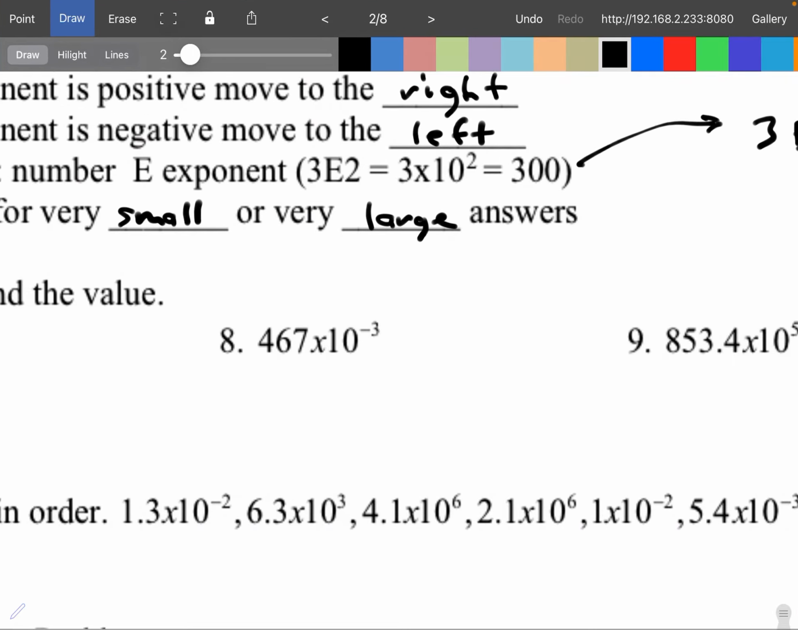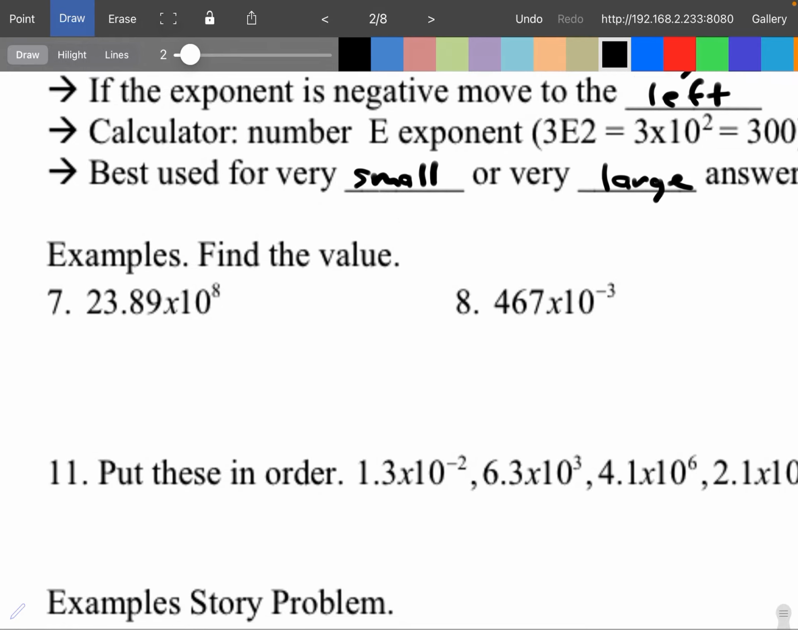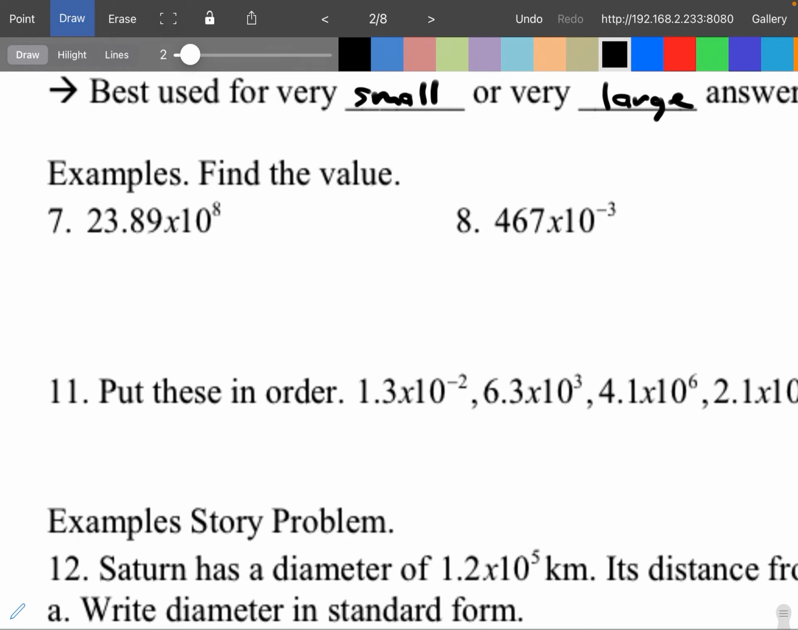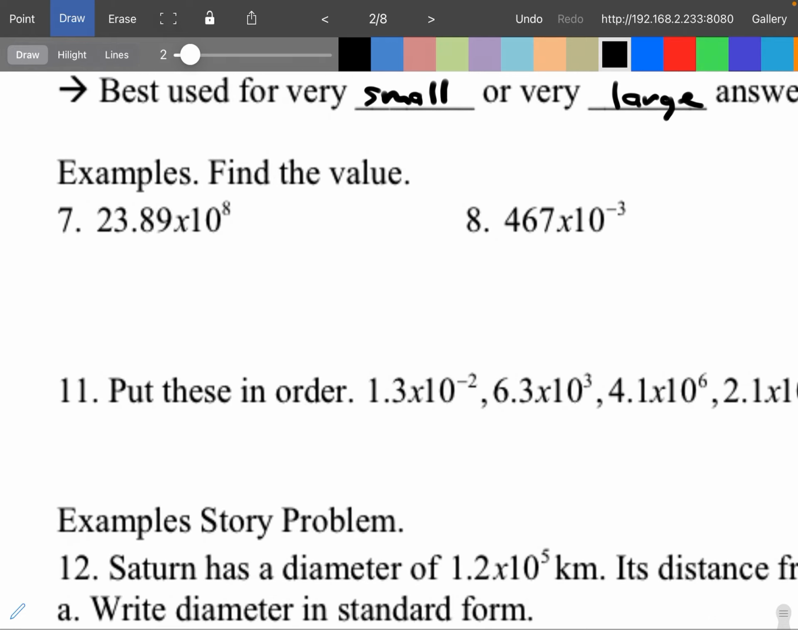All right, so let's go look at number 7 here. So when it says find the value, we're going to write it back in like standard form, okay? So where am I moving the decimal? On number 7. To the right or left? Right. To the right, how many places? 8, yeah. Now the decimal is right here right now, right? So I got to move that 8 places to the right.